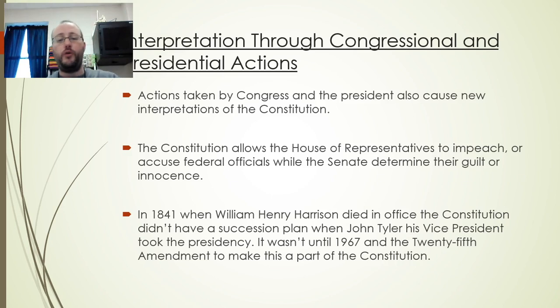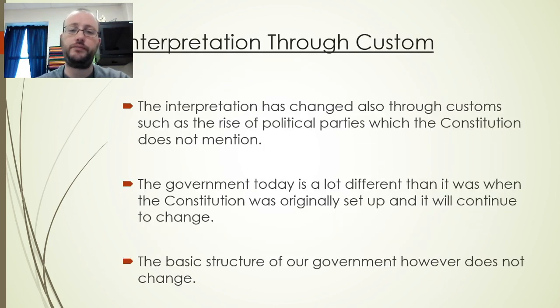In 1841, when William Henry Harrison died in office, the Constitution didn't have a succession plan, so John Tyler took the presidency. And it wasn't until 1967 and the 25th Amendment that this officially became a part of the Constitution. So when William Henry Harrison got sick and died, John Tyler just took over, and in 1967 a constitutional amendment was made, the 25th Amendment, that discusses presidential succession.